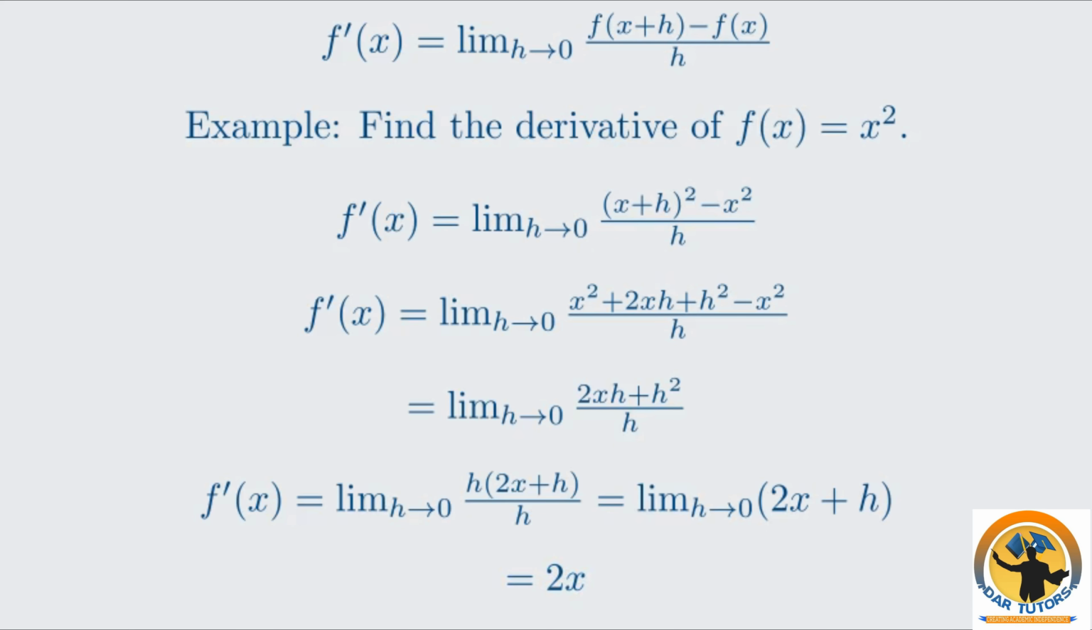This is a powerful result. For any point x on the parabola y = x², the gradient of the tangent at that point is simply 2x. For example, at x = 3, the gradient is 2 times 3, which is 6. Let's recap what we've learned. We started with the idea of average rates of change, which are the gradients of chords.